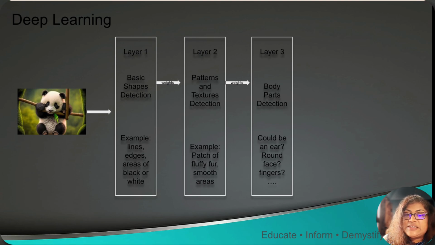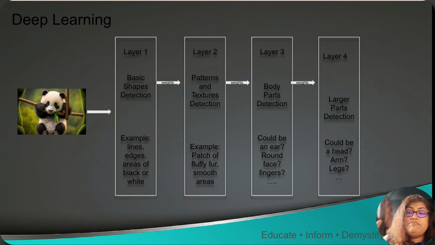This is the final stage where the model begins to see the bigger picture. Literally, it starts recognizing larger parts like head or arms and begins piecing them together. It's now ready to ask the big question: is this a panda?